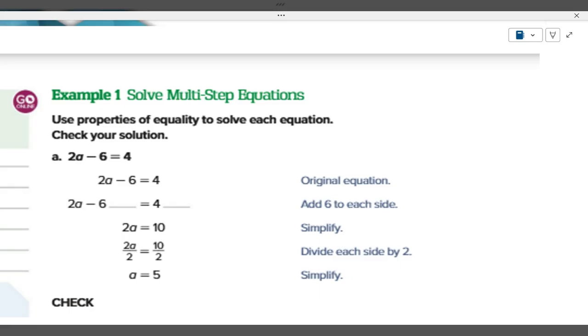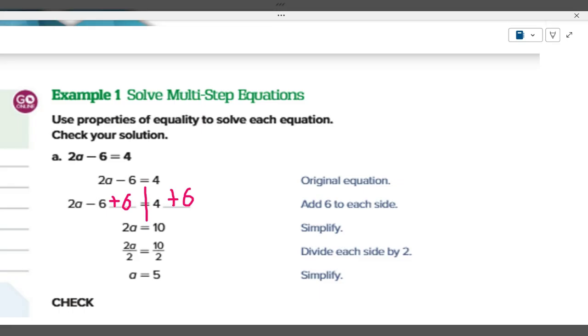So we have 2A minus 6 equals 4. The first thing that we can do to get to A is get rid of that minus 6. So the opposite of minus 6 is going to be plus 6. Keep things balanced, whatever we do to one side of the equation, we do to the other side. So we're going to add 6 over here.